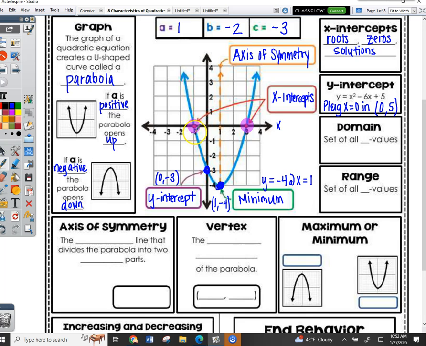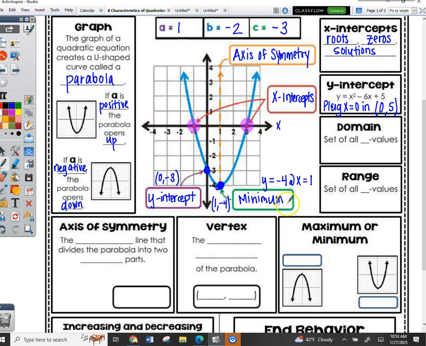The axis of symmetry splits the parabola right down the middle. How far is this from that x-intercept to the right? 2. How far is it to the one on the left? 2. It's always equidistant, okay? And it always passes through your vertex. This is actually called the vertex.